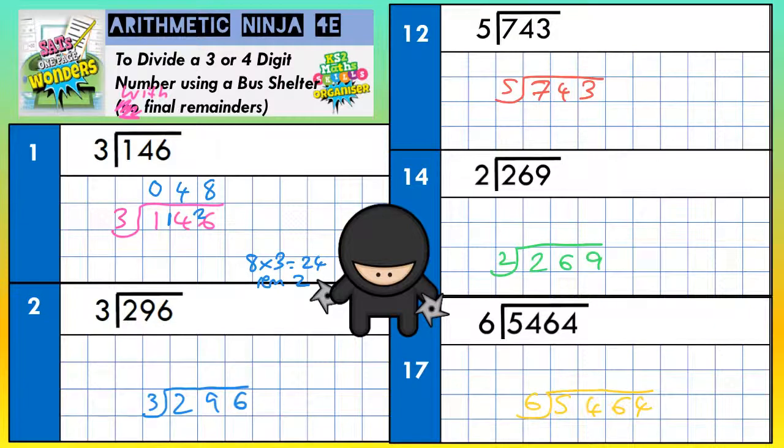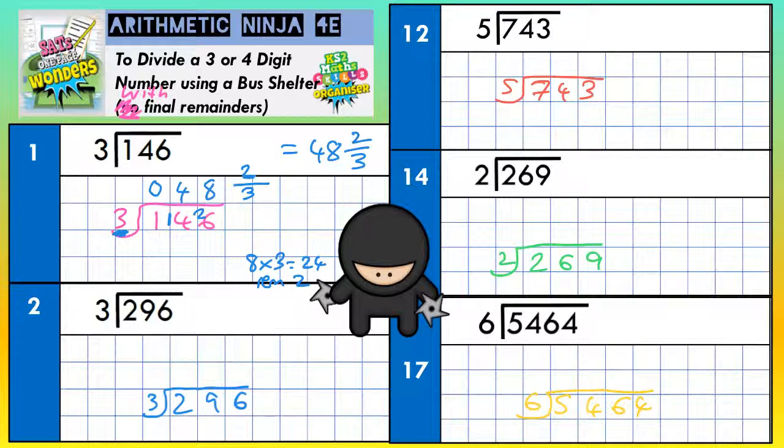So the remainder of 2 we're going to write there, but we need to turn the remainder into a fraction. So the 2 would also be divided by this 3 here, because we're dividing by 3. So that becomes 2 divided by 3, or in other words, 2/3. So your final answer to that one is 48 2/3.